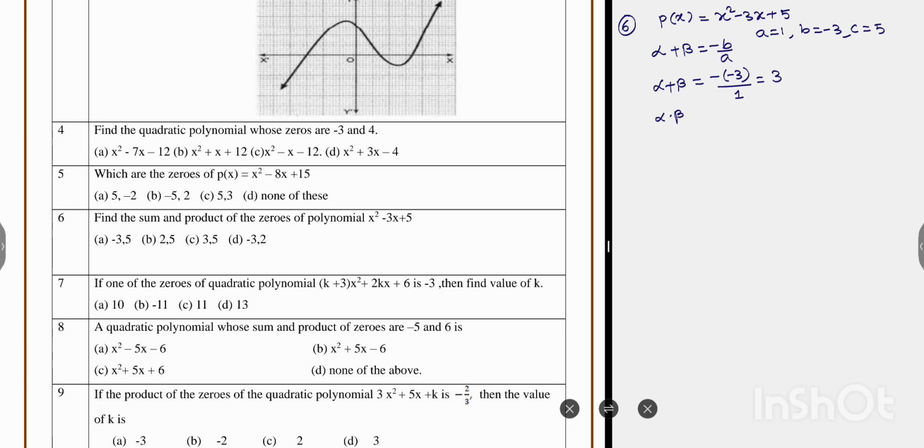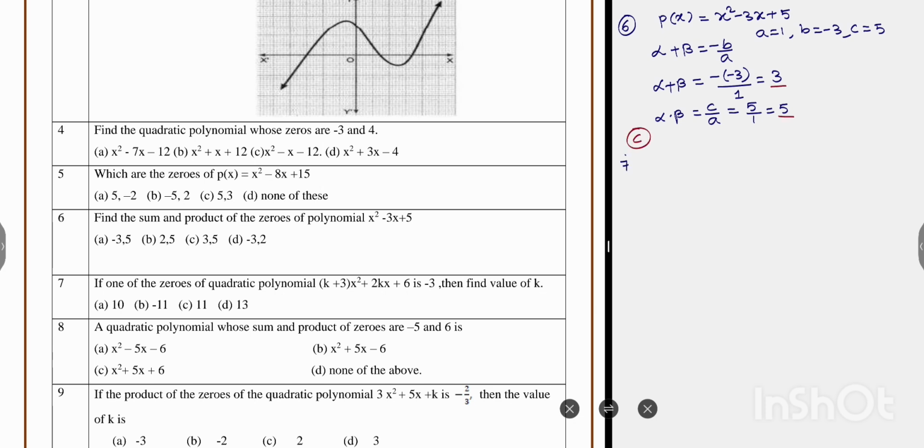Similarly, for the product of zeros there is a formula, that is c by a. What is c here? 5. 5 by 1 is 5. So the sum of zeros is 3 and the product of zeros is 5. 3 comma 5. Option C is correct.